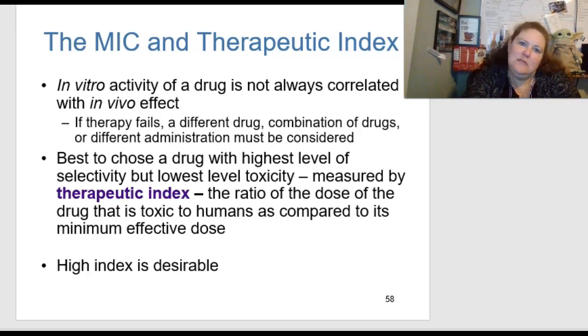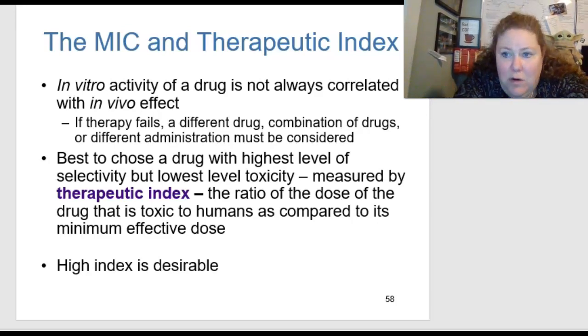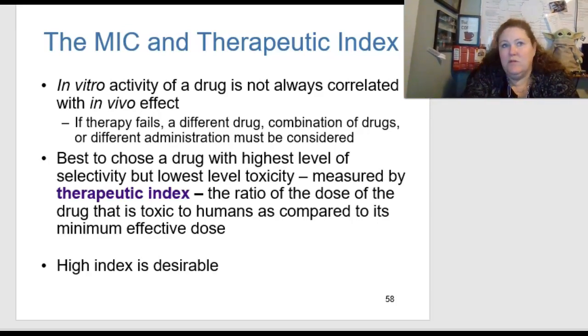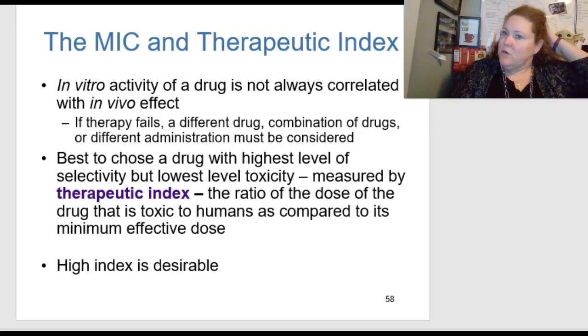So using this, the in vitro activity of a drug is not always correlated with in vivo effects. So in vitro is outside of the body, in vivo is inside of the body. So if the therapy fails, then a different drug or a combination of drugs or a different administration has to be considered. And so it's best to choose a drug with the highest level of selectivity, but the lowest level of toxicity, and this would be measured by the therapeutic index. And that therapeutic index is the ratio of the dose of the drug that is toxic to humans as compared to its minimum effective dose. And so a higher index is going to be desirable.